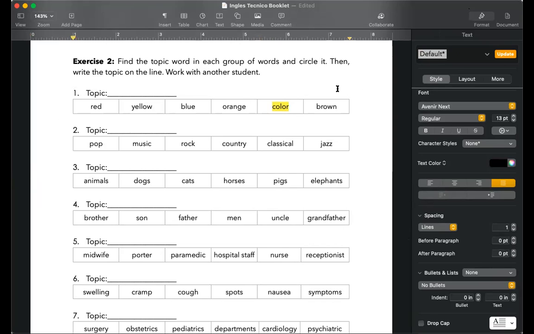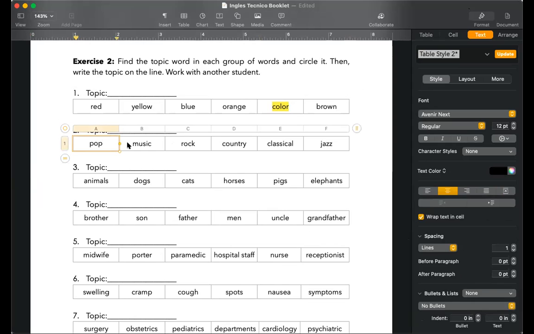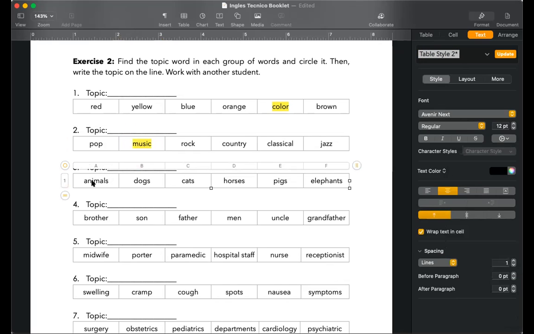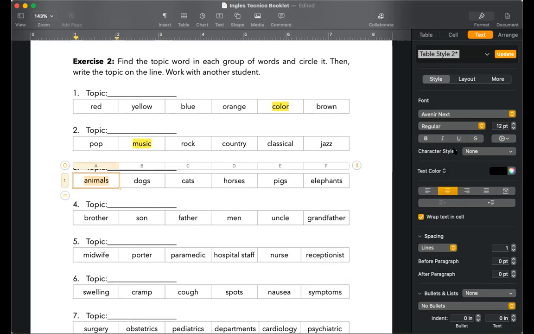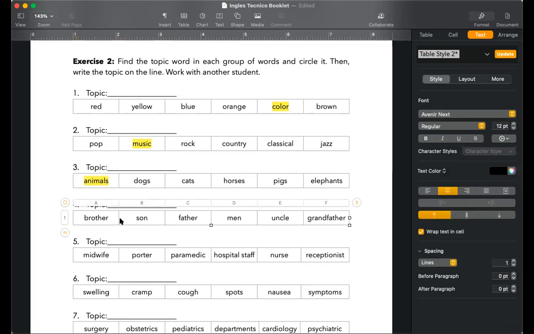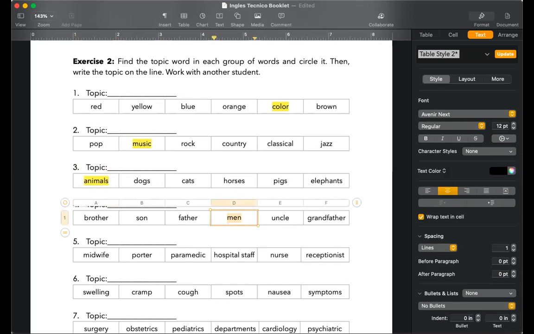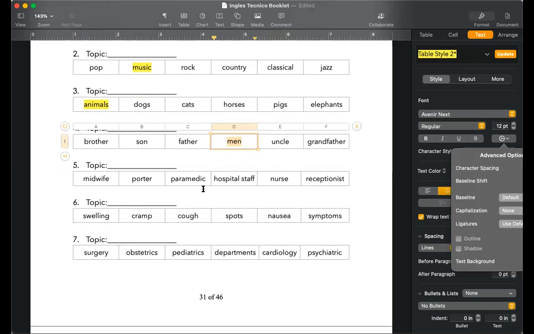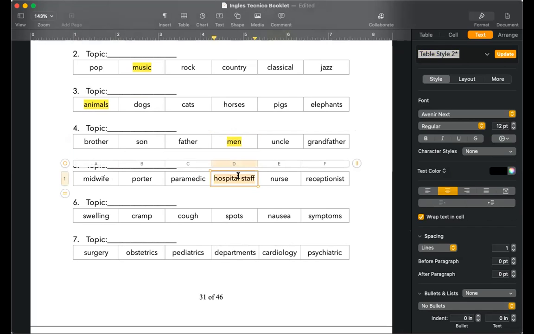What about number 2? For this one right here. Okay, music. Very good. Music. And number 3? Is it animals, dogs, cats, horses, pigs, animals? Very good. What about 4? Brother, son, father, man, uncle, grandfather. Man. Very good. 5? We have midwife, porter, paramedic, hospital staff, nurse, and receptionist. Hospital staff. Very good.